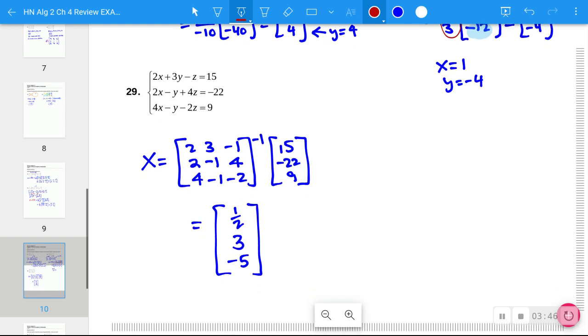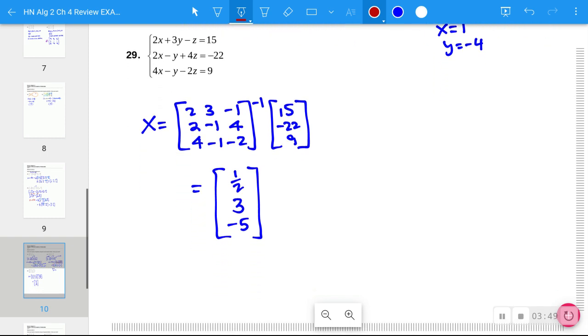Okay, so number 29 is 3 by 3, and you have to do the determinant on the calculator. So what you want to do to show your work is just write down exactly what it appears like on your calculator. And you will get a decimal number, I believe. You'll get 0.5 in that location. So you do have to say math, enter, enter. And that'll fix the decimals and make them into fractions. Okay, so your result is 1/2, 3, and -5. This corresponds with the x value, y value, and z value.